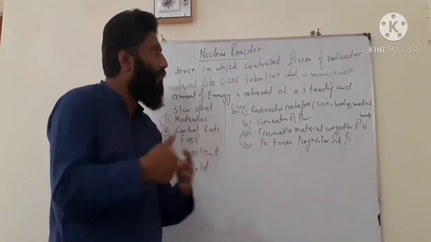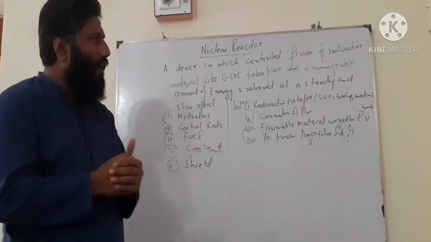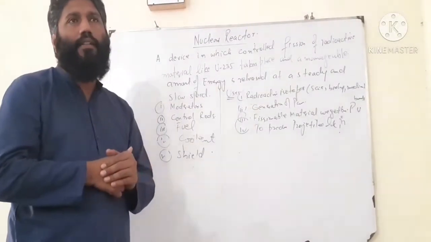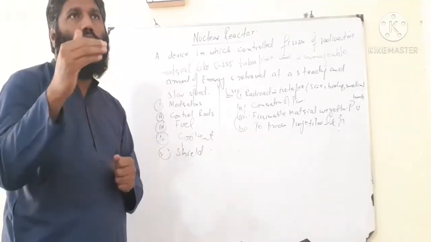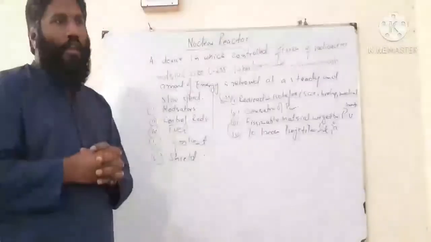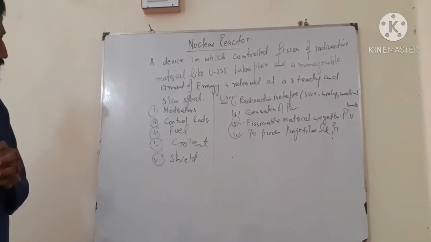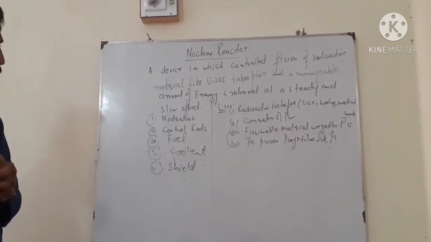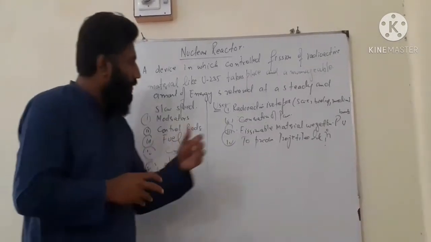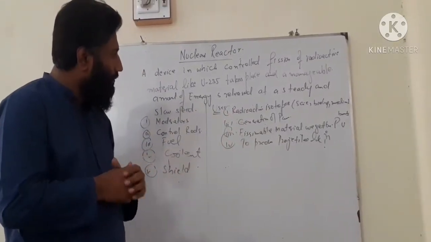For example, if the nuclear reactor has been built to generate some fissile material like plutonium, which is used in nuclear bombs, then it is called a breeder reactor. It means we consume some material and we get another material in a larger amount. It is called a breeder reactor. So nuclear reactors are of different types, and we can classify them into different categories. Today I will discuss the applications of the nuclear reactor.